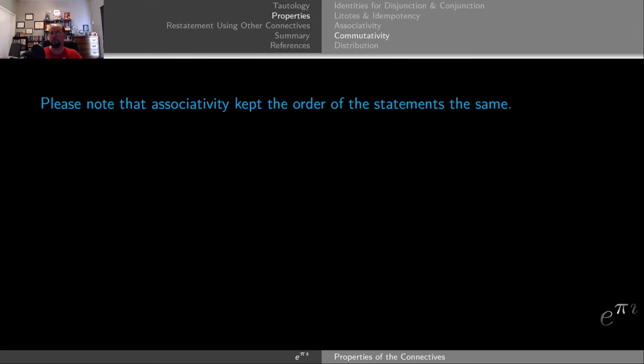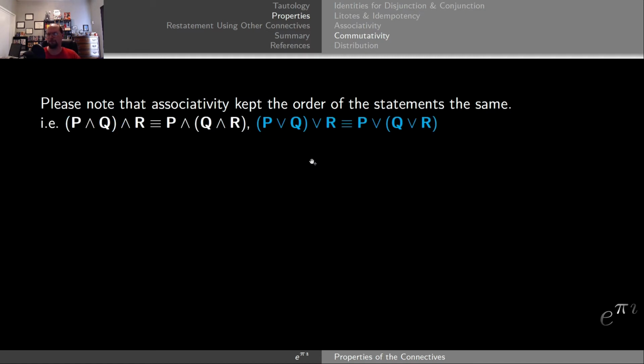Please note that associativity kept the order of the statements the same. For instance, in this conjunction, you have PQR and PQR. The only difference is that here P and Q are grouped, here Q and R are grouped. Same with the associative law for the disjunction. It's PQR and PQR. Here P and Q are grouped, here Q and R are grouped.